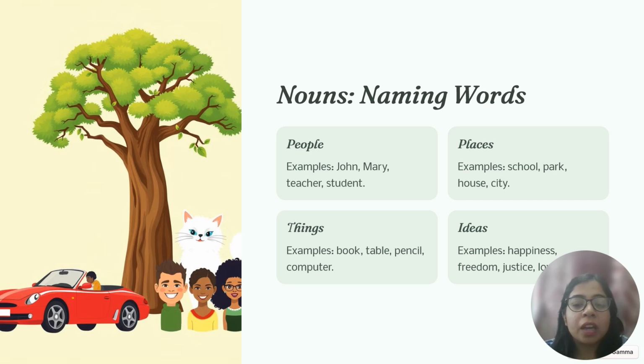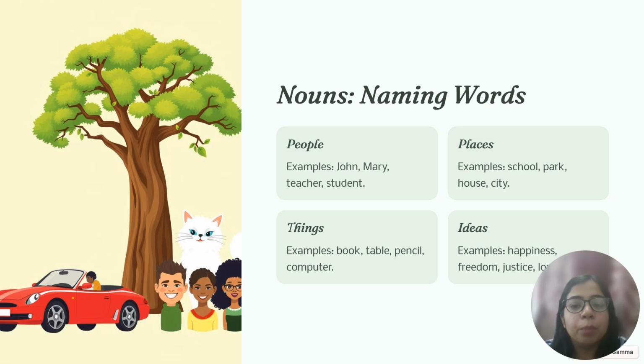Now next is places. Just like people, we name places also, like school, park, house, city. If we say city, it's a common noun. We are commonly mentioning any city. It can be any city. But if we take the name of a city, suppose we take the name Delhi or Banaras, then it is a proper noun.